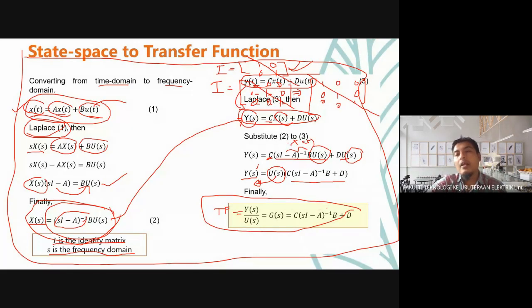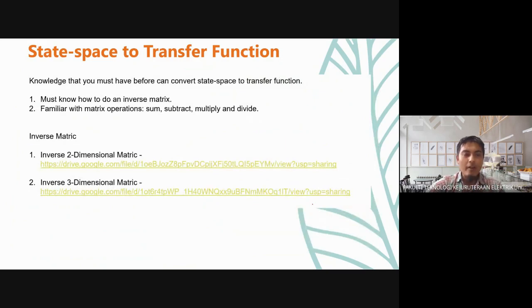Okay, so the most crucial and most difficult part in this case, because this is in matrix form, is here. If you can do this, you can answer all the questions regarding state space to transfer function conversion. So (sI - A) inverse. What is the meaning of this? That's why I already gave you some examples of how to do the inverse matrix. The knowledge that you must have before you can convert state space to transfer function: firstly, you must know how to do an inverse matrix, and then you must be familiar with matrix operations such as sum, subtract, multiply, and divide of matrices.